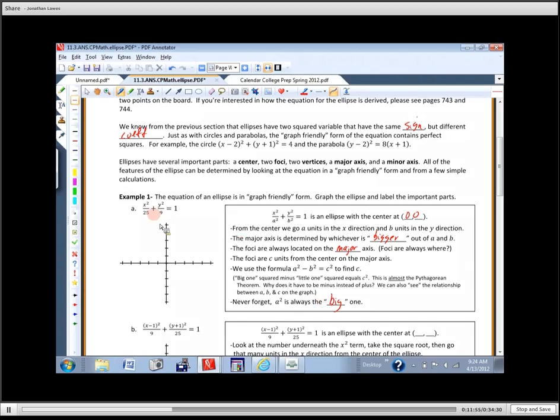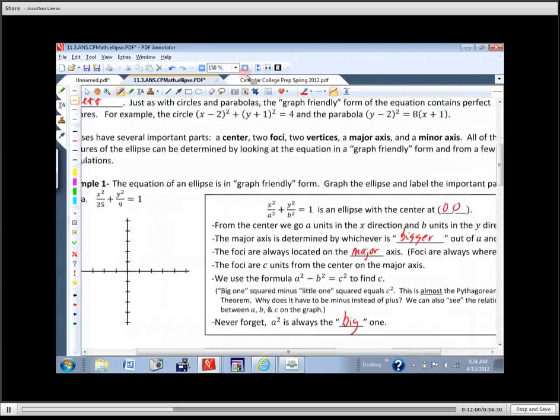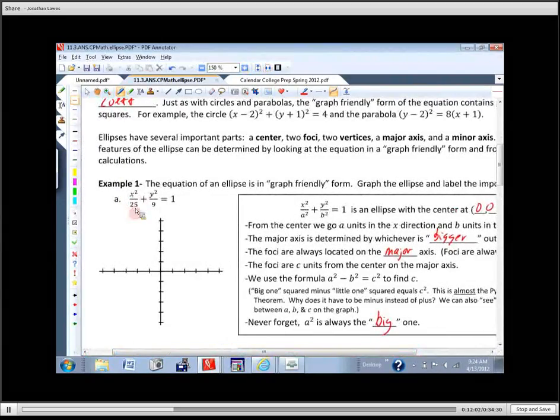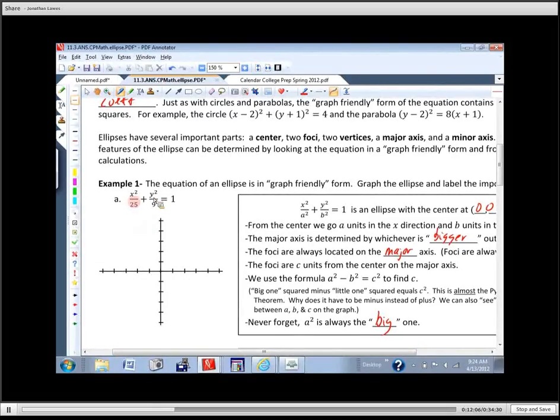So on this problem right here, what's A? Which one's A? 25. A squared is 25. So where is the center for this ellipse? Okay, hold on. Center. 0, 0. The center is at 0, 0. We don't have x minus h quantity squared and y minus k quantity squared, so the center is at the origin. So we're right here, 0, 0.